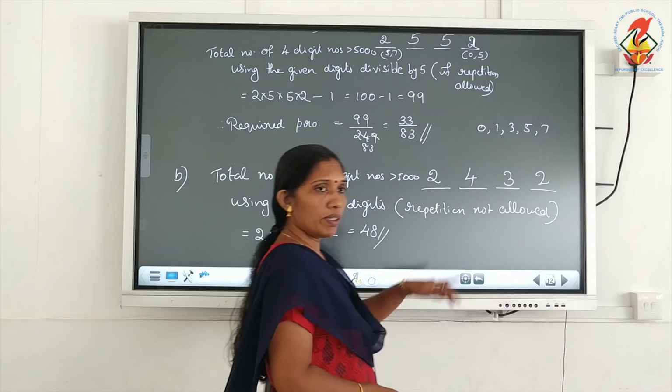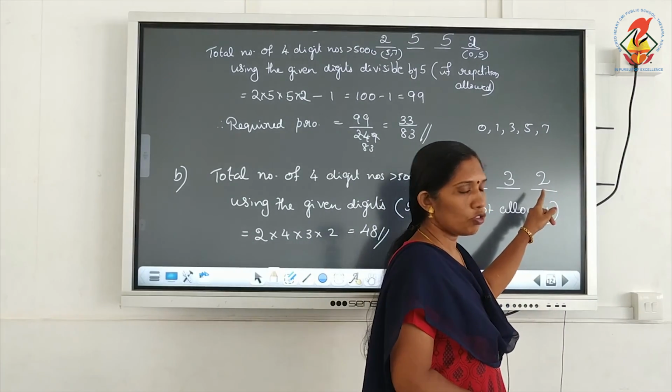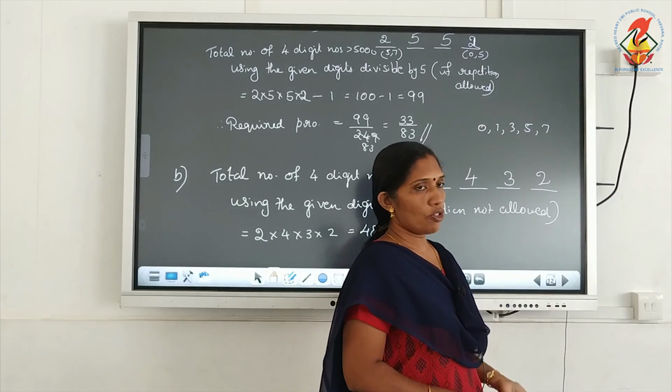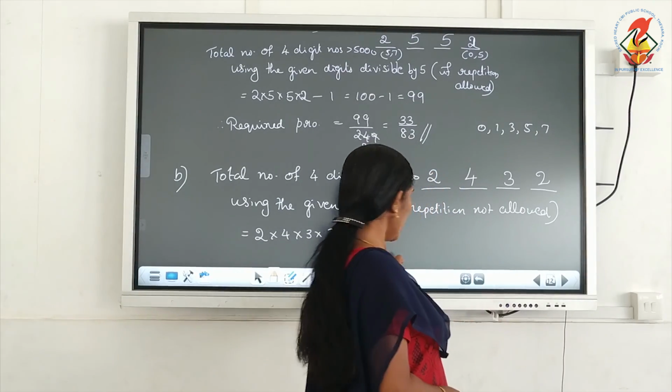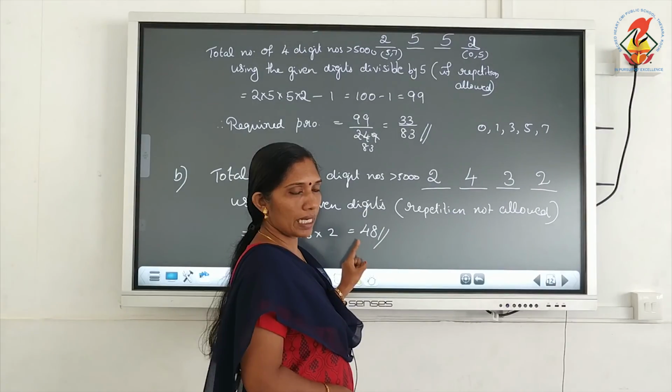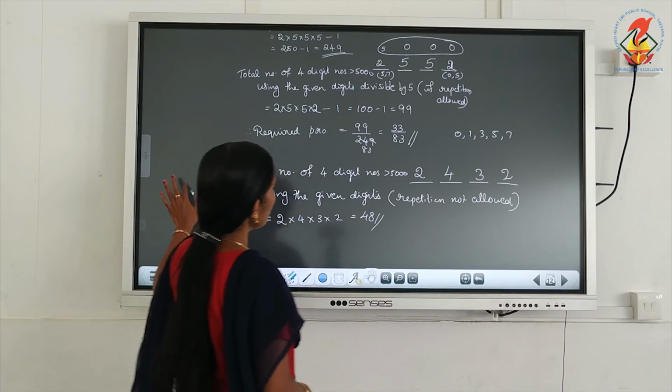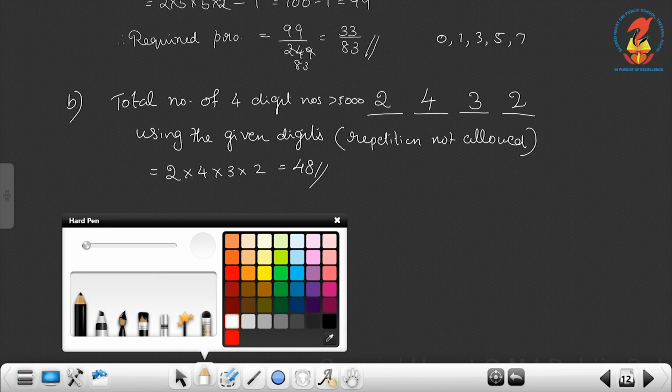Can we get the number 5000 here? Not possible. 5000 means 3 zeros, and repetition is not allowed, so we won't get a number like that. So no need to subtract here. Subtracting 1 is not needed in this particular case. So total 48 numbers.